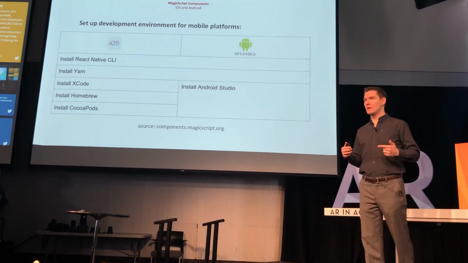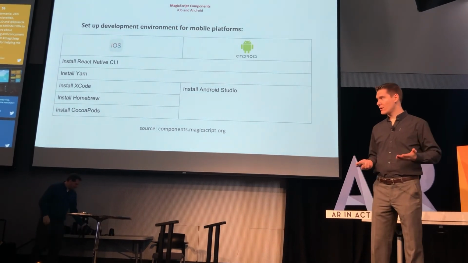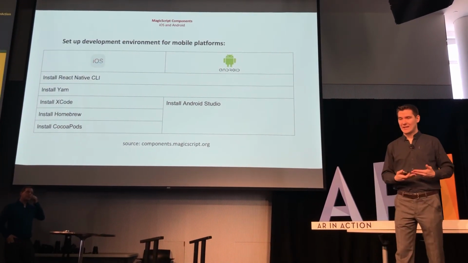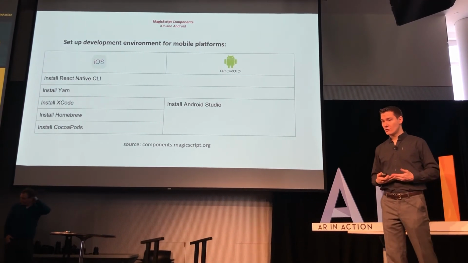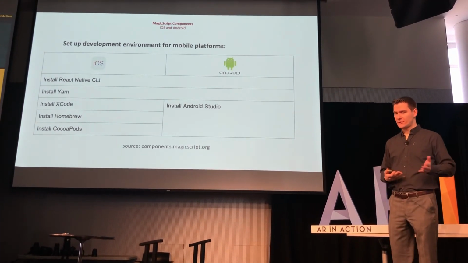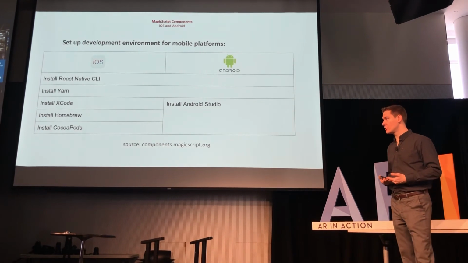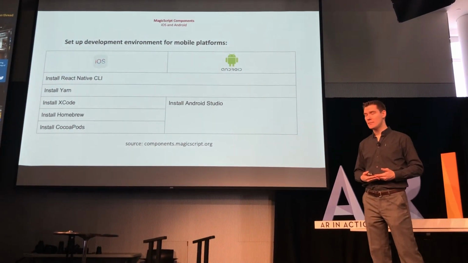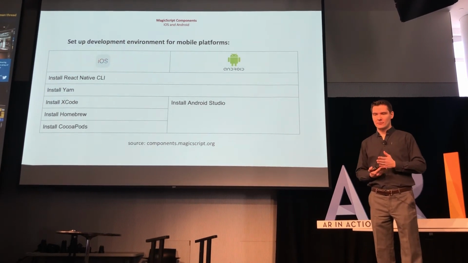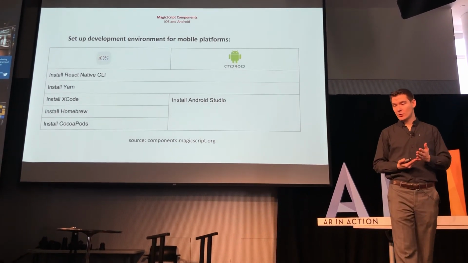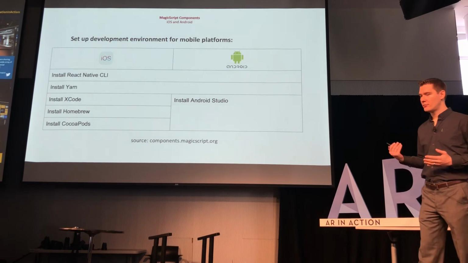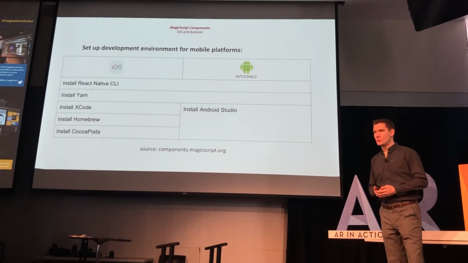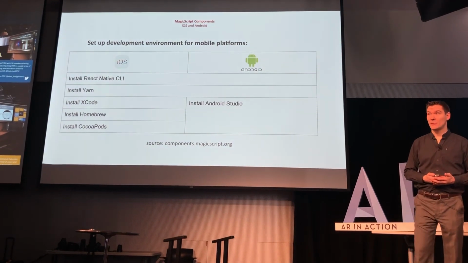To get iOS and Android working, there are a couple of other dependencies that you need to install. So the React Native CLI and Yarn for both platforms. Yarn is just a different package manager, an alternative to NPM that works a little bit better with the React Native CLI. For iOS development, you would need Xcode, Homebrew, and CocoaPods, and for Android, it's Android Studio. These dependencies are basically the ones that you would need for doing React Native development anyway.